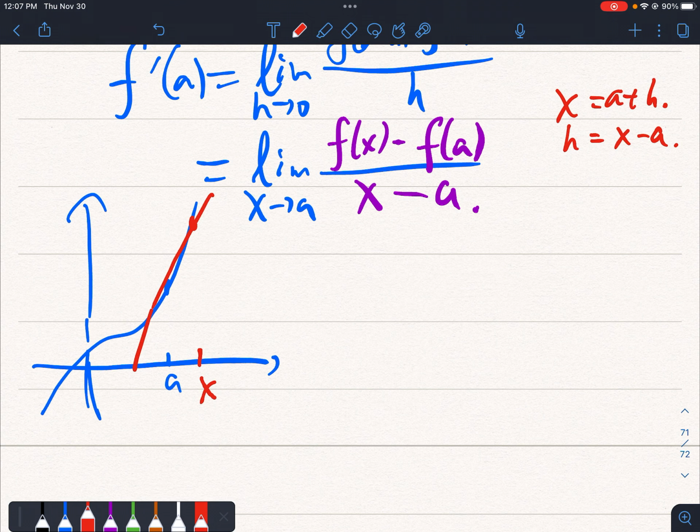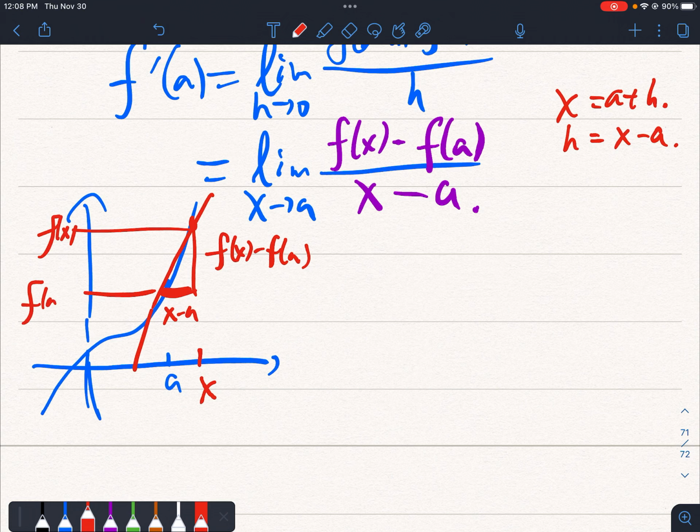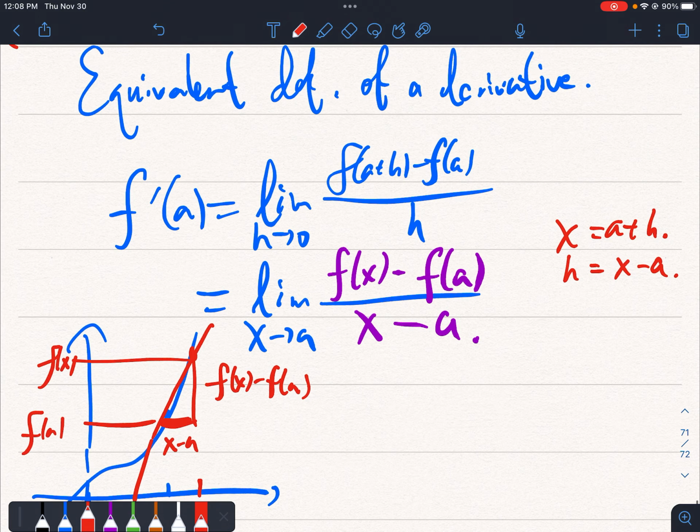geometrically speaking, you have a, and then you just look at some x that is close enough, right? And then you look at the secant line. So then the increment of x will be x minus a. The increment of y will be f of x minus f of a, because this is f of x and this is f of a. So it's the same. The only difference is the variable.